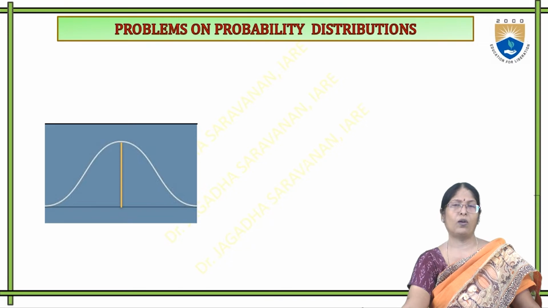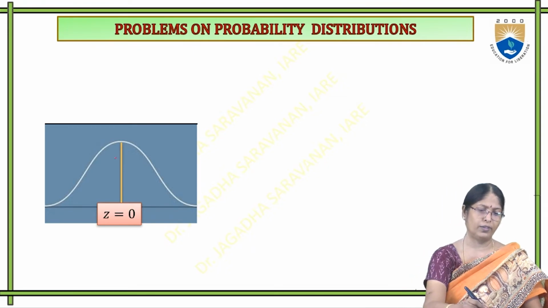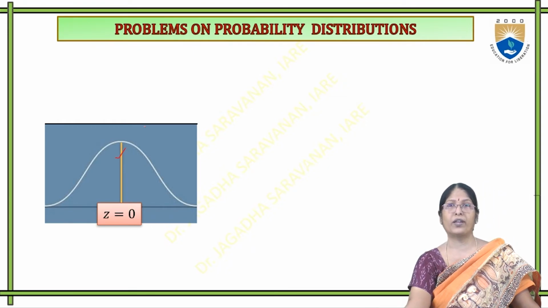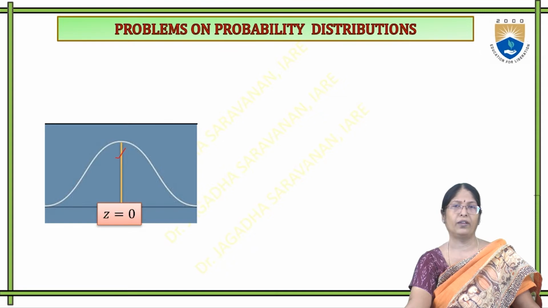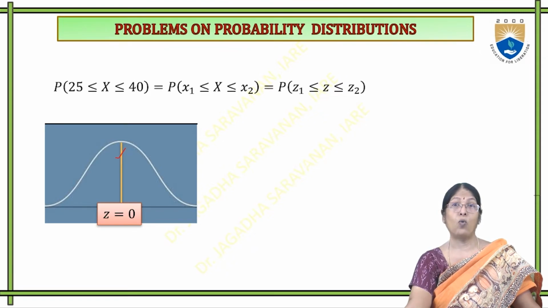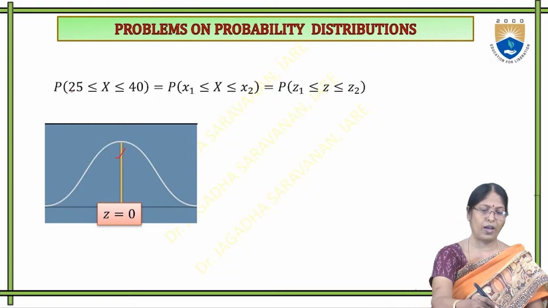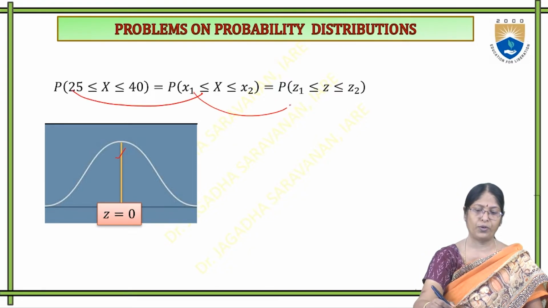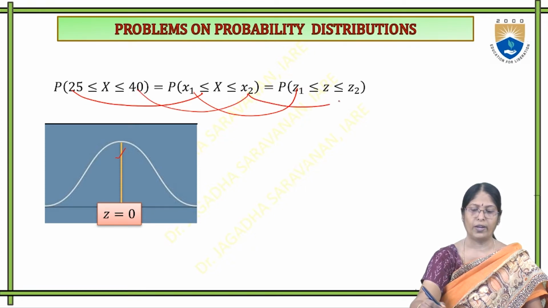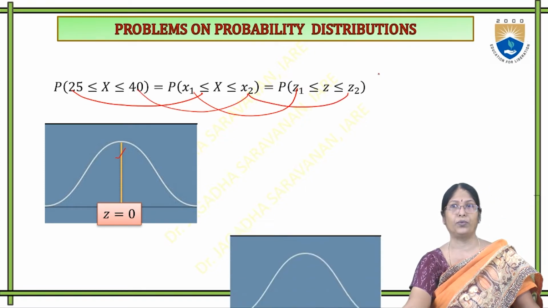Yes, now we will solve using this normal curve. It is a bell-shaped curve and the middle, the line, it's a symmetrical line. It divides the area of the portion equally. Now our question is, x lies between 25 and 40. So the 25, x1, x1 to z1. 40, the name is x2. It is converted into z2.